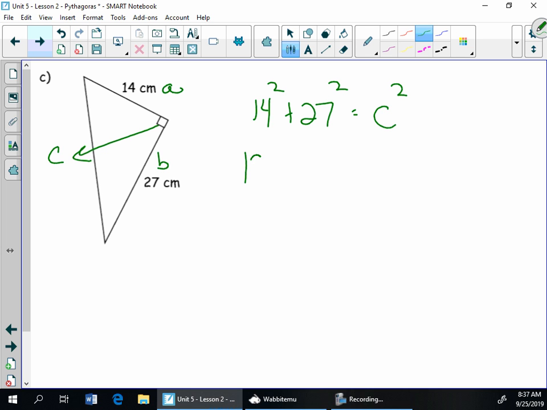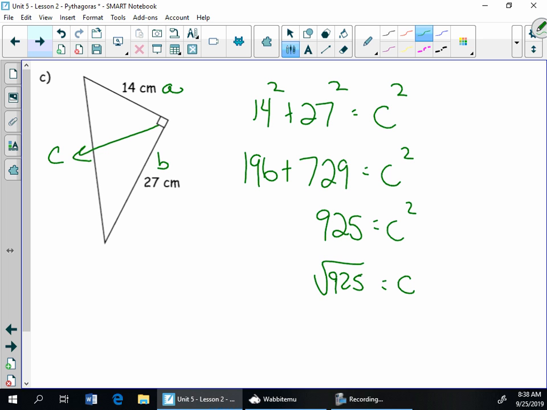14 squared is 196. 27 squared, that's a big one, 729. It's okay to get big numbers, nothing wrong with that. Add them together, you get 925. That's C squared. We want C, so we need to square root. In this case, we're going to end up with 30.41. Try and keep 2 decimals if you can when you get the decimal ones. That's okay. In fact, most of these questions are decimals. It's very rare you get a nice perfect square root. Okay, so that's a big idea.